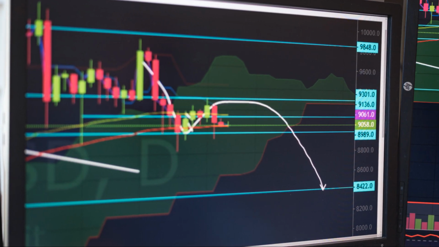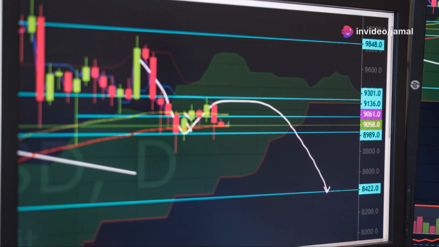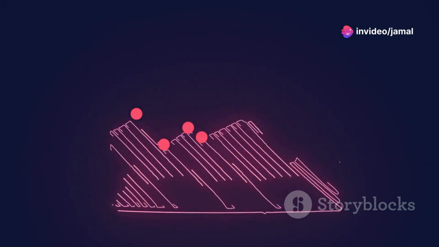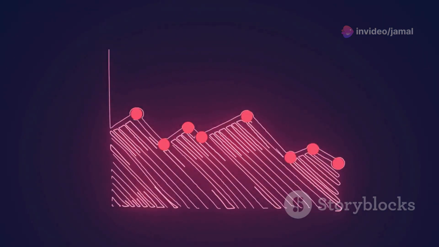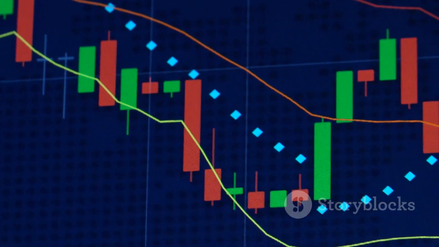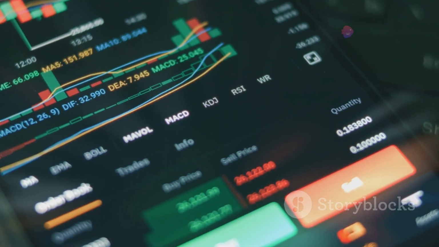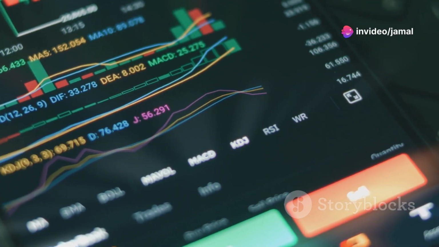Support is a price level where a downtrend can pause due to buying interest. Resistance is a price level where an uptrend can pause due to selling interest. These levels act as barriers that prices often struggle to move beyond. Traders use support and resistance to make trading decisions.